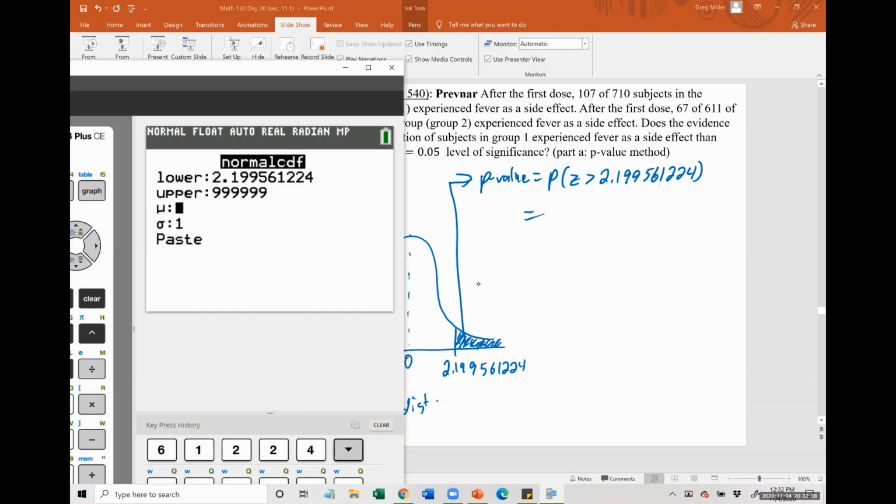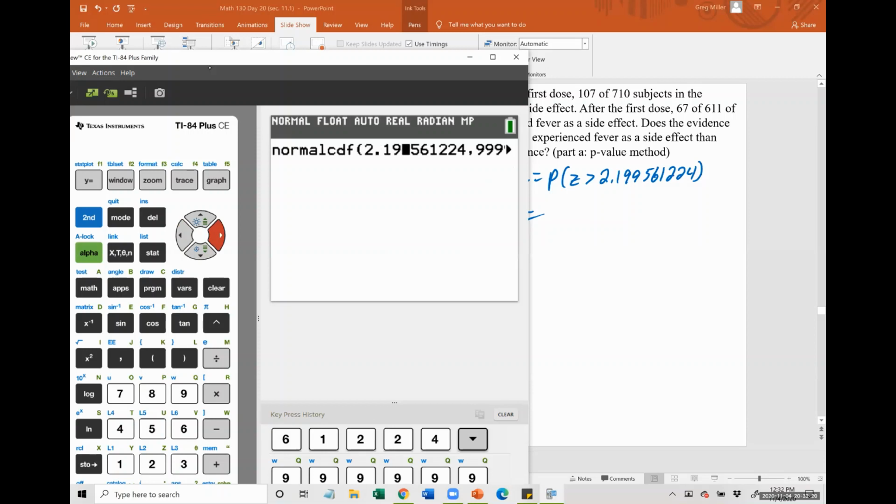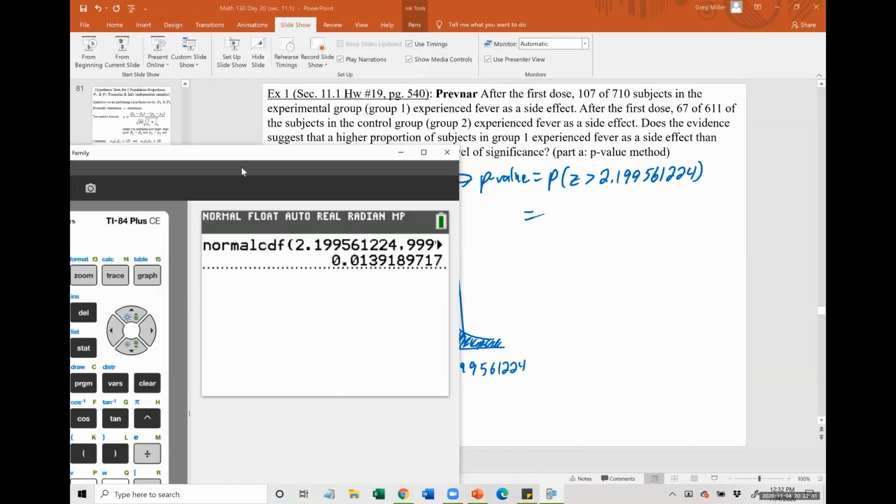If your calculator displays it this way, this should say 0 and 1. If it doesn't, make sure it says 0, 1. Then push enter. If your calculator displays it the other way, then after normal CDF, you put the 2.199 number, comma. The comma is above the number 7. Then you put 99999 and push enter. You don't have to put comma 0, comma 1, but you can if you want. Then push enter, and there's the p-value. Sometimes we multiply by 2, sometimes we don't, but we're not multiplying by 2 because it's a one-tail test. So the p-value is 0.0139.